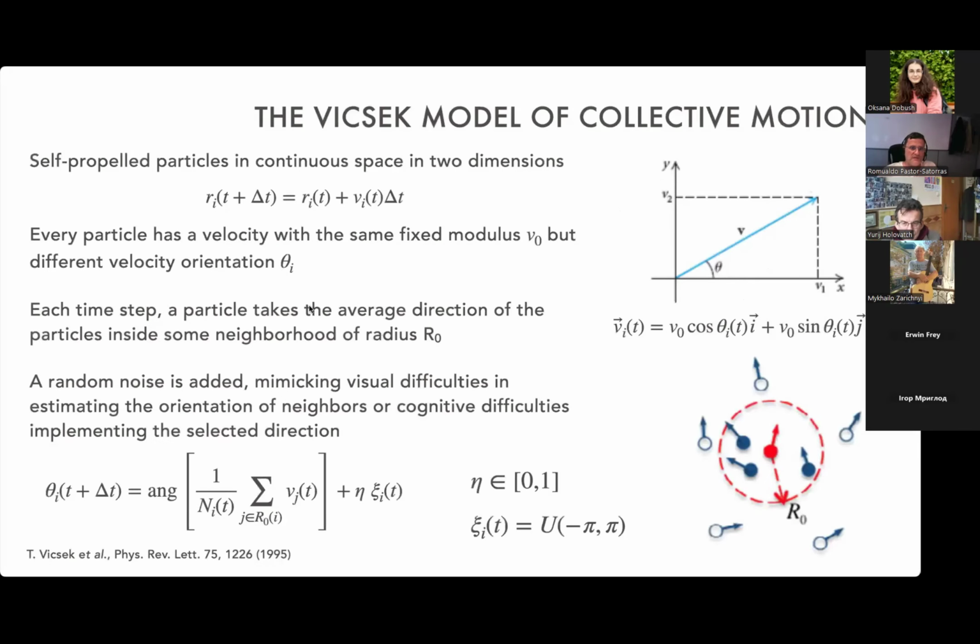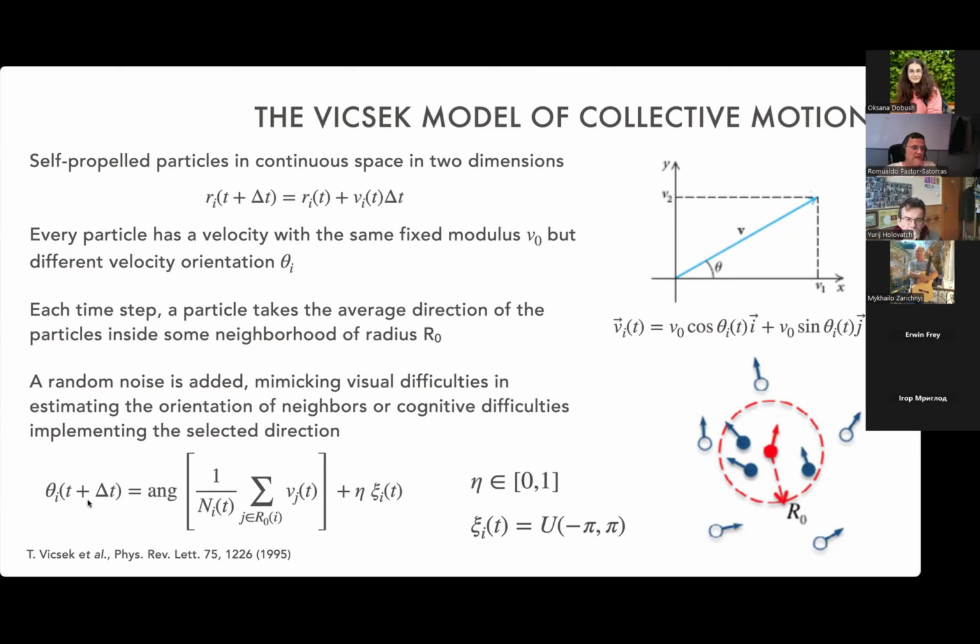This model is very simple. We have animals, fish, whatever, in the simplest case in a continuous two-dimensional space. They have some velocity. The velocity has a fixed modulus, so velocity is defined by the orientation, the angle theta, of the velocity. And then what fish do is that they have some radius of attention. So they look at the velocity of all the other individuals inside this radius of attention. They compute the average velocity, and they compute the angle of this average velocity. They compute the orientation of the average velocity of the neighbors.